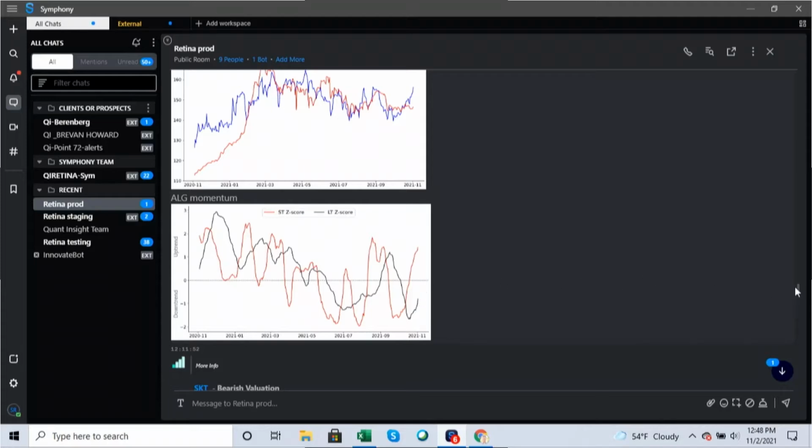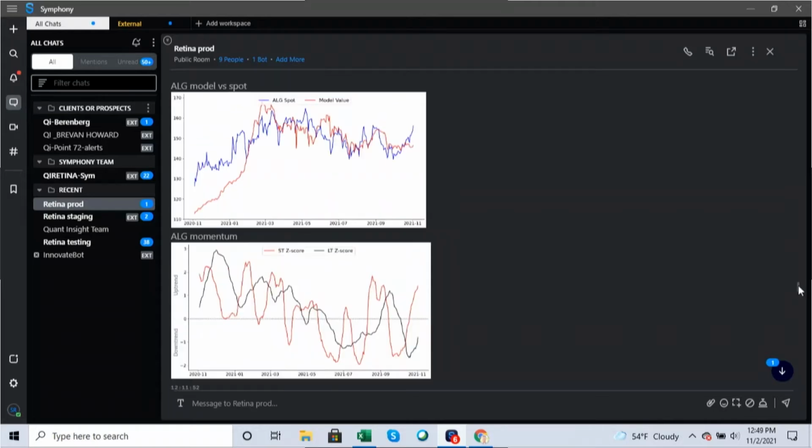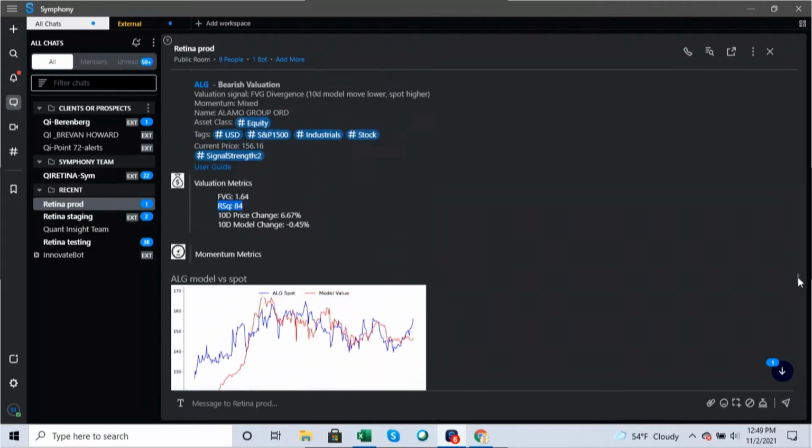So in a perfect world, you'd have an alignment of the fair value gap with the momentum. In this case, it's at a premium to model value, so it would, in an ideal world, show both long-term and short-term trends moving in a southerly direction in a new downtrend. So that, in a nutshell, is what an alert looks like.